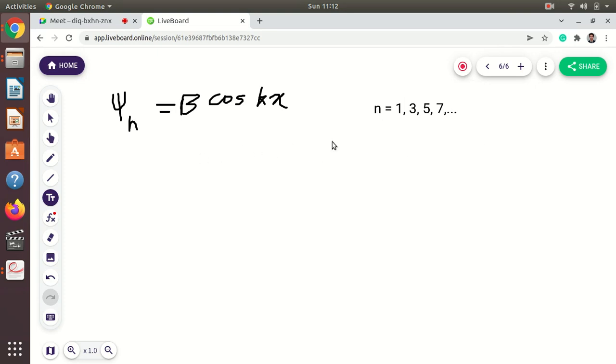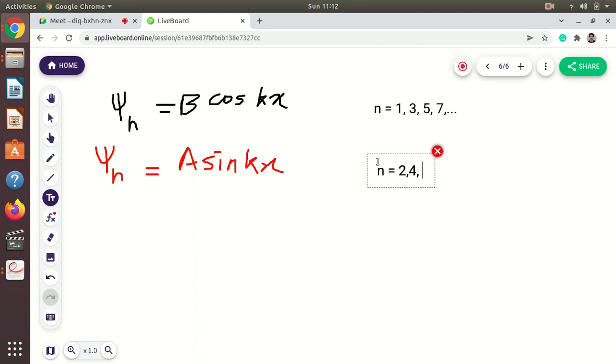And in all other cases we use a sin kx. So for this we can use n equal to 2, 4, 6, 8 and so on. Now remember, in this case what is going to happen? When n is odd, the function is even. When n is even, the function is odd.